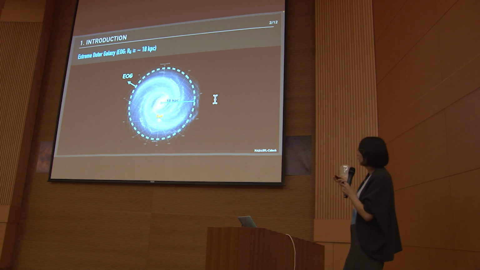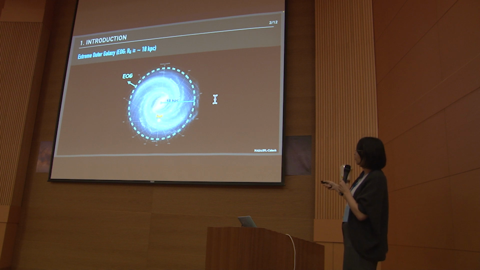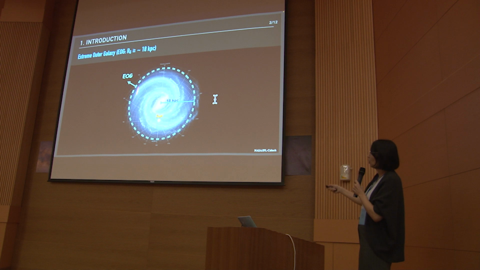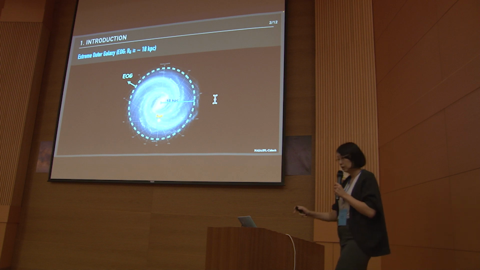Here is a very famous picture of our galaxy. And if you imagine the galaxy, in short, the EOG is outside of this circle. But why is this galaxy radius so important? What is important is that this region is outside of the spiral arms.